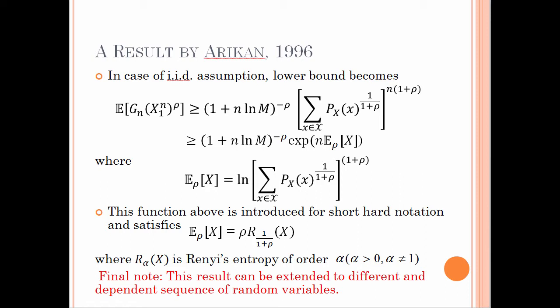And Arikan also introduces a shorthand notation for the probability term in the expression and names it expectation subscript rho of X. So as can be seen, this notation is in fact a rho fraction of the Renyi's entropy of order 1 over 1 plus rho. So we finally note that this result above for n IID random variables can readily be extended to different and dependent sequences of random variables, and the same lower bound can be given in terms of the joint probability density function. So for the details, I urge you to take a look at Arikan's paper.